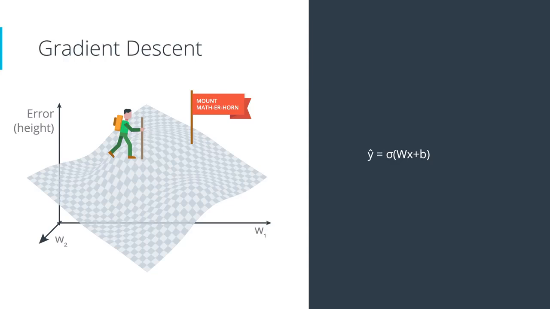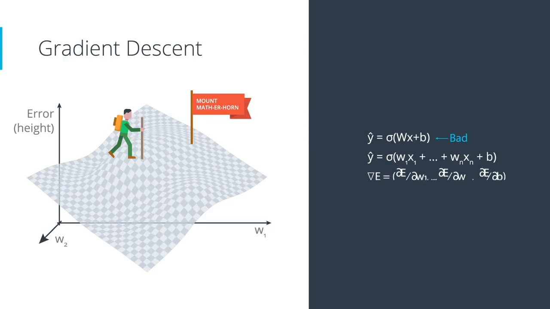We start with our initial prediction y hat equals sigmoid of wx plus b. And let's say this prediction is bad because the error is large since we're high up in the mountain. The prediction looks like this: y hat equals sigmoid of w1x1 plus all the way to wnxn plus b. Now the error function is given by the formula we saw before. But what matters here is the gradient of the error function. The gradient of the error function is precisely the vector formed by the partial derivatives of the error function with respect to the weights and the bias.